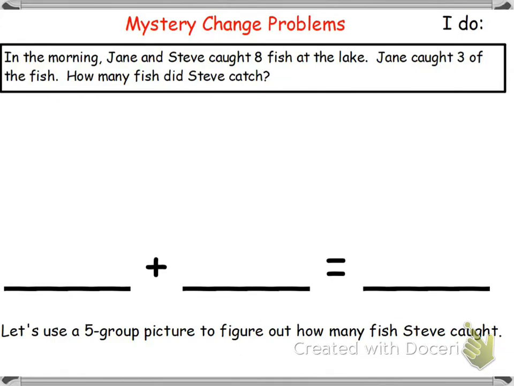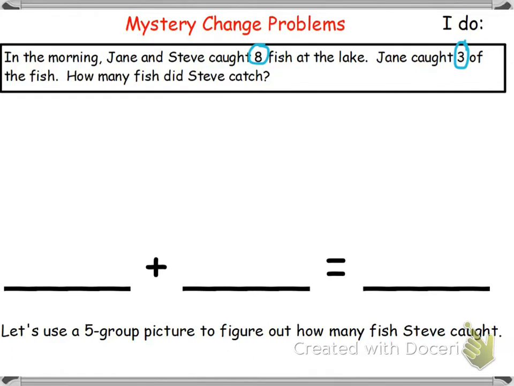Second thing is we have to circle the important numbers. Well, we know that Jane and Steve caught 8 fish at the lake. That is important. That's how many fish they caught together, both of them together. Jane caught 3 of those fish. So I'm circling 3 as well. That's all the numbers we have.